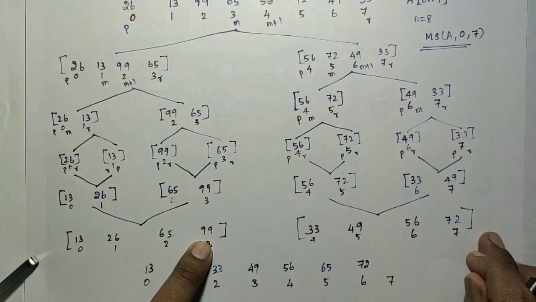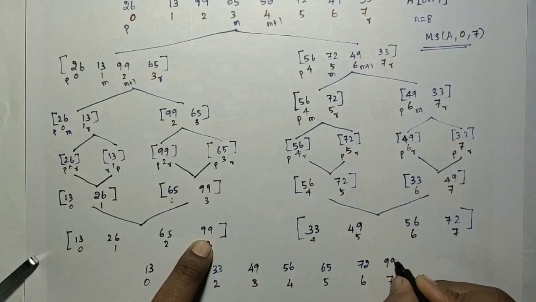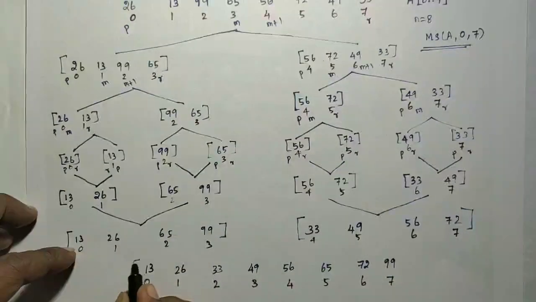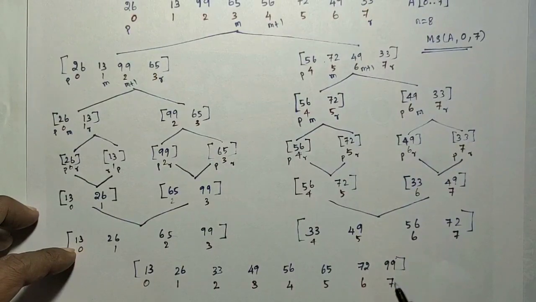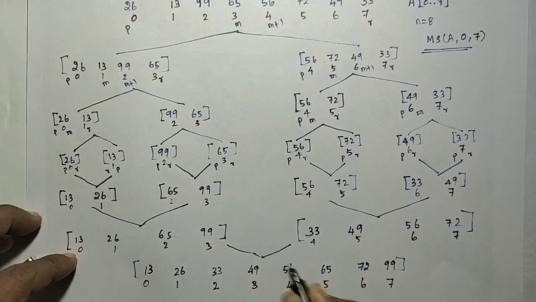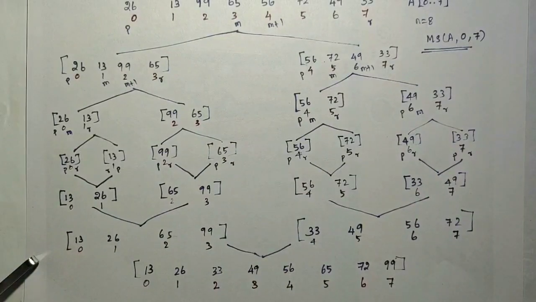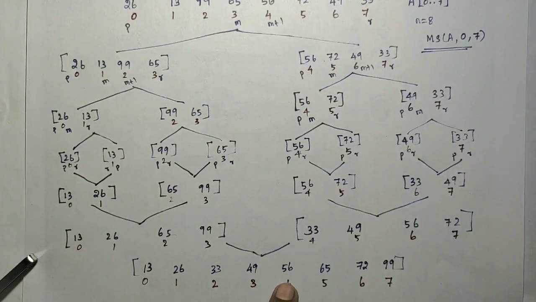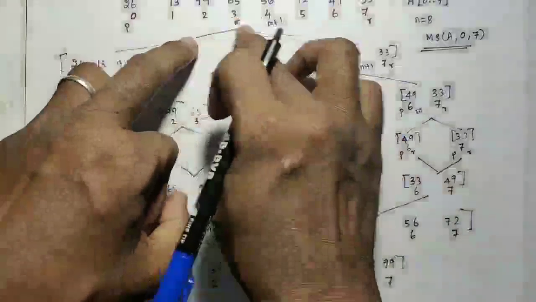So I need to compare 99 with what? Infinity. 99 is the minimum. So 99 will be put here, so that the entire array is getting sorted by merging these two halves. So this is called the merge algorithm.